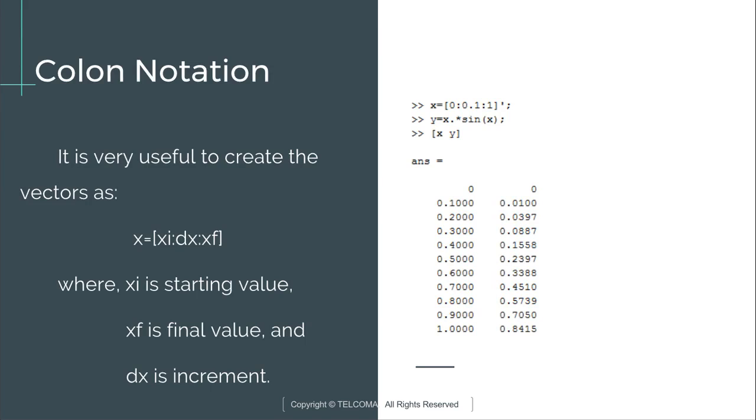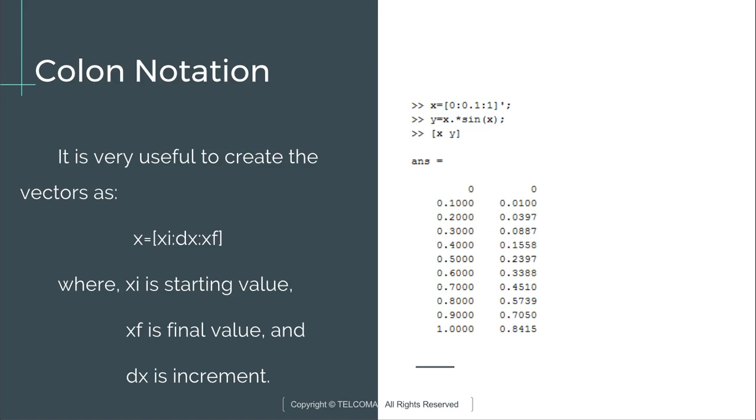Now, what is colon notation? It is very useful to create a vector as x equals to, and in square brackets xi colon dx colon xf, where xi is the starting value, xf is the final value, and dx is the increment. Like if you want to assign values from 1 to 9 to a variable x, then you can write it as x equals to, and in square brackets 1 colon 9, right?